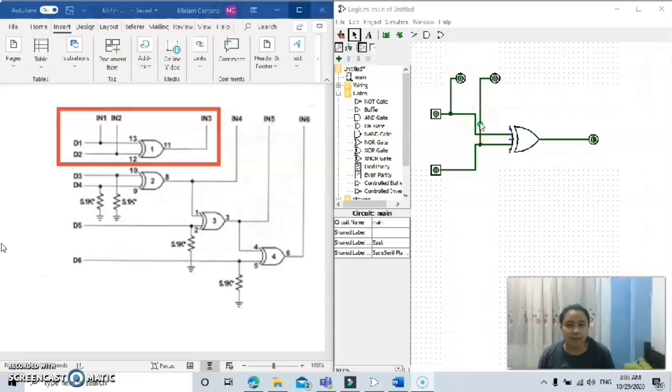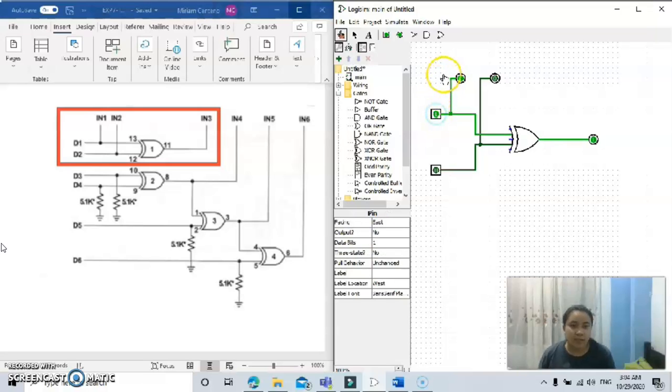So now let's try to simulate the circuit. For now, let's turn on input 1. As you can see, output number 1 and output number 3 have lights on, meaning they have an output, while output number 2 doesn't have an output. Now let's turn on input number 2. Now output number 2 and output number 3 have an output when it is turned on, while output number 1 does not.